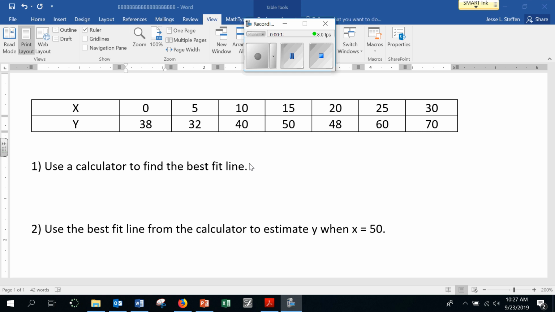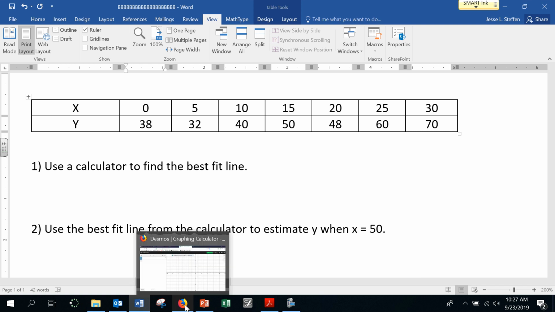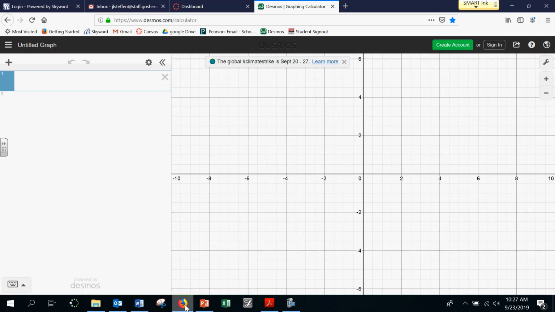I didn't label them or make anything fancy. If you want to pause the video now and write those down, it might not be a bad idea, so you can follow along and type those in. We're also going to estimate when X is equal to 50, so we'll do that once we get done graphing this. So once you're done writing that down, first off, we are going to go to Desmos.